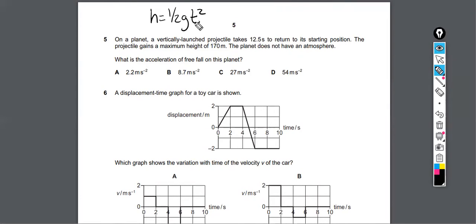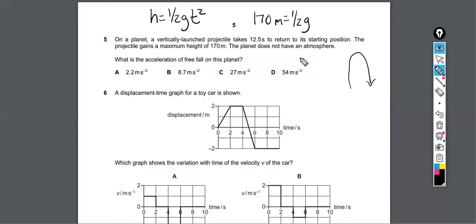Well, we know we're going to eventually square the time, but let's read through it again. A vertically launched projectile takes 12.5 seconds to return to its starting position. So it's like we launch it, it goes up and it falls down. It took 12.5 seconds to do that. It gains a maximum height of 170. So it's like we had a little altimeter on our projectile, and it just reads off once it gets to maximum height. And so we know that the height here is 170 meters.